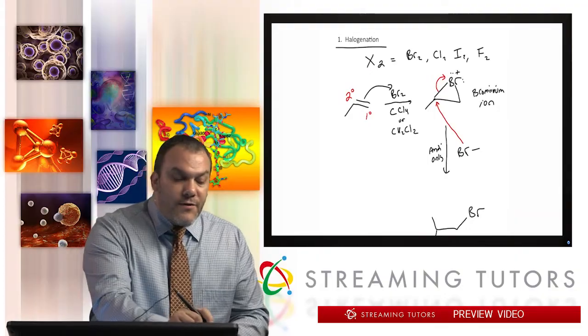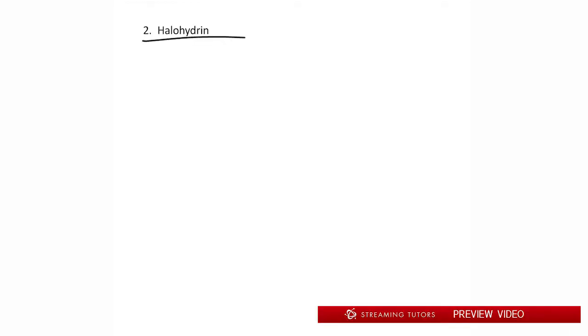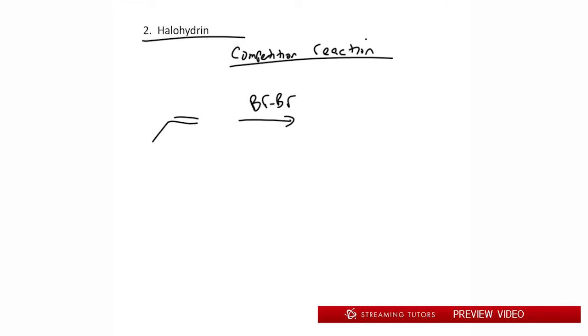All right, the next reaction type is called a halohydrin. This is what's known as a competition reaction. The reason why it's a competition is because we have a solution that's going to compete with the halogens. So let's say there's a Br2, and this is in, let's say, some sort of protic solution. So it could be any protic solution, OH or NH, right? Doesn't matter. So let's say this is methanol.